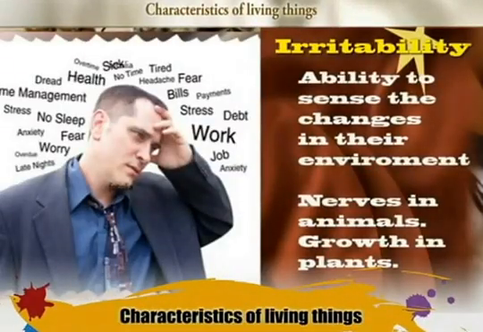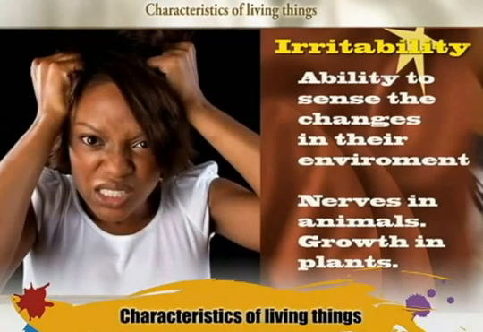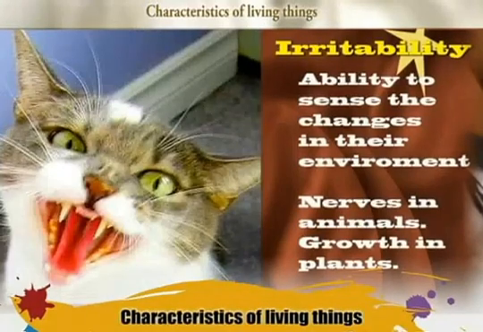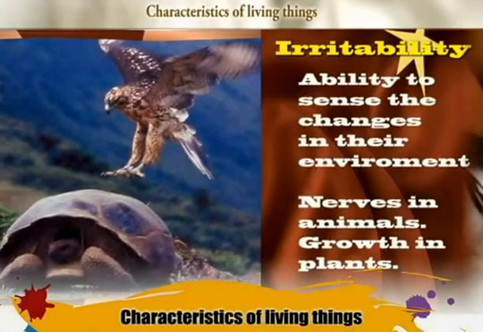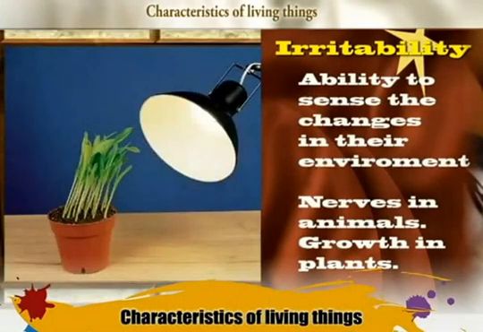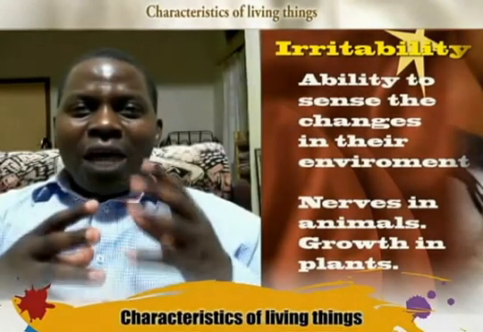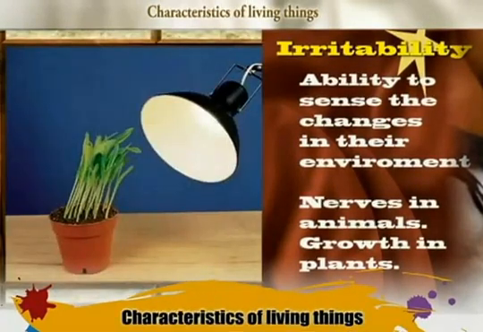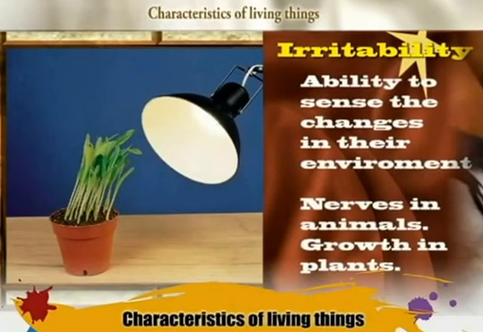Then another one is irritability. Irritability is a characteristic whereby the organisms are able to sense the changes in their environment. In animals, it is done by the help of the nervous system, whereas in plants, it is done by growth. So when we are using our nervous system to sense the change in temperature, to sense the change in light, we use the characteristic of irritability.